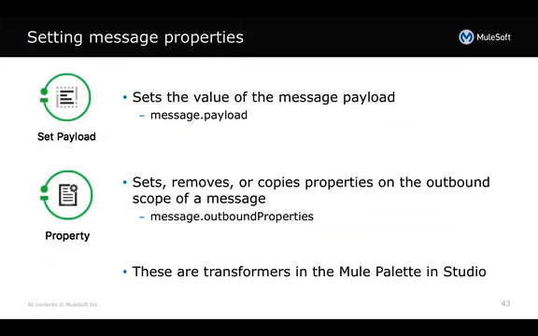On the message, we have the ability to set different pieces, one of which is setting the payload. This sets the value of the message payload. The expression that you'll see very soon to access the payload is message.payload. Property, on the other hand, allows us to set, remove, and copy properties on the outbound scope of a message. This is accessed by message.outboundProperties. These are transformers that you'll see in the Mule palette within Studio, and we'll get to work with these very soon.